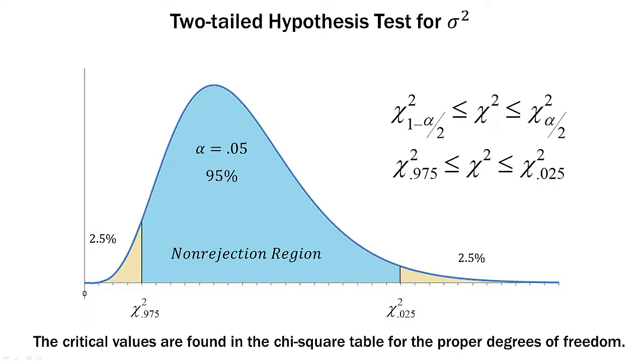Now the critical values are found in the chi-square table for the proper degrees of freedom. So remember, each chi-square is different. It depends on the sample size and therefore the degrees of freedom. So we will go into the chi-square table, find these probabilities for this alpha level with that degrees of freedom, and that will actually tell us the values that fall on these endpoints.